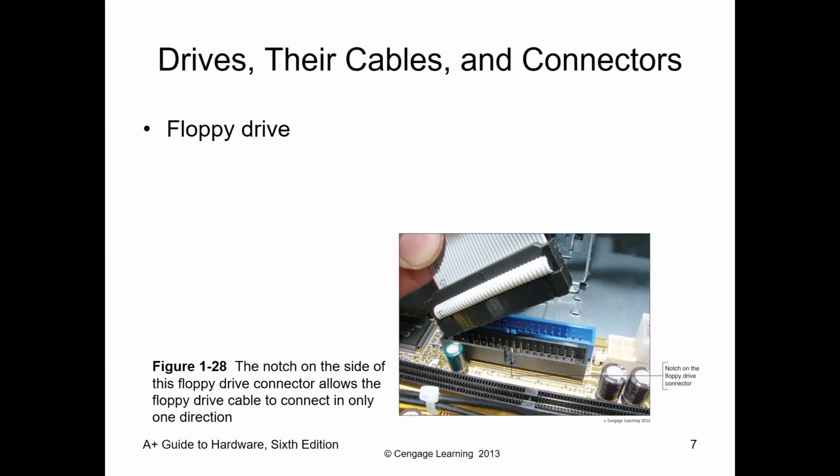The next drive is the floppy drive. A floppy is generally a 3.5-inch disk holding close to about 1.44 megabytes of data, uses a 34-pin twisted cable, can hold up to 2 drives.